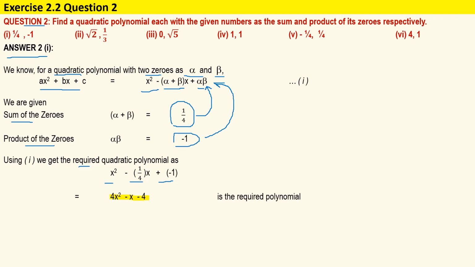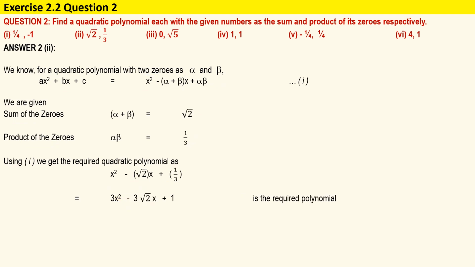So we get the required polynomial which we were to find out is equal to 4x square minus x minus 4. The answer number 2, part 2, we know that a quadratic polynomial is of the form ax square plus bx plus c, and this is equal to x square minus alpha plus beta x plus alpha beta, and let's call this as our equation number 1.